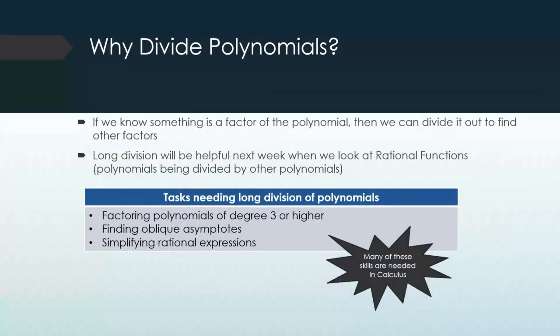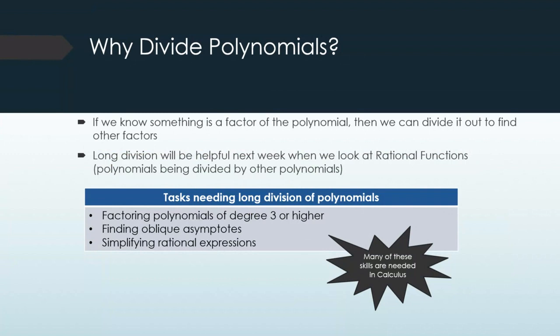So why do you need to know this? If you know something is a factor of a polynomial, then you can do division by dividing out that factor to get the rest of the factors. Because factors are things that multiply to something else, you wouldn't undo it, you divide to get the other factors. Long division is also helpful next week when we're looking at rational functions.